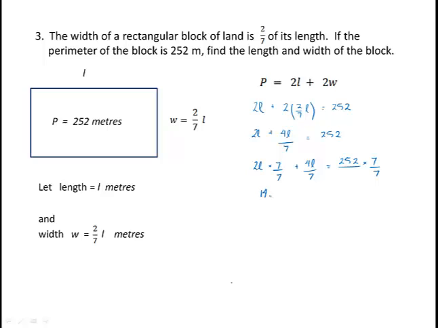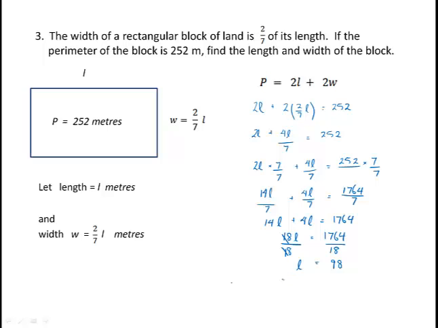This gives us 14L over 7 plus 4L over 7 is 1764 over 7. Now that the denominators are all the same, we can equate numerators. 14L plus 4L is 1764. Simplifying the left-hand side gives us 18L is 1764. Divide both sides by 18 and we find the value of L is 98.